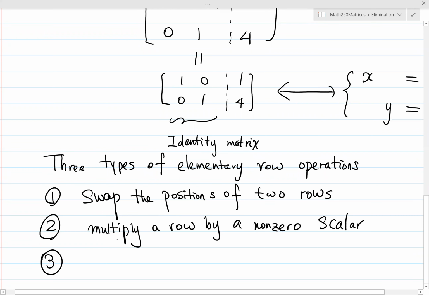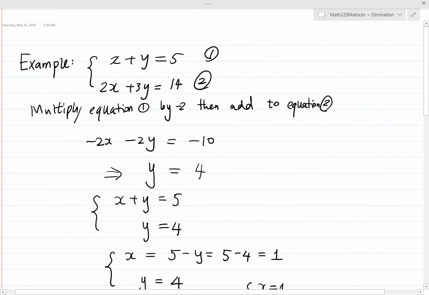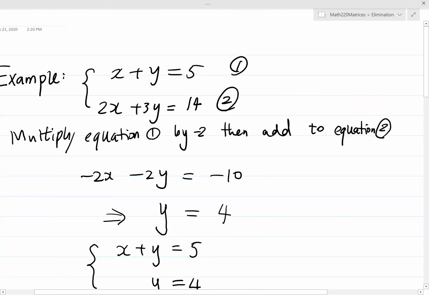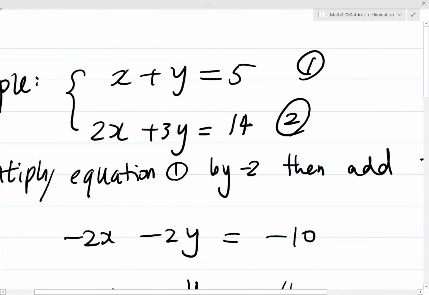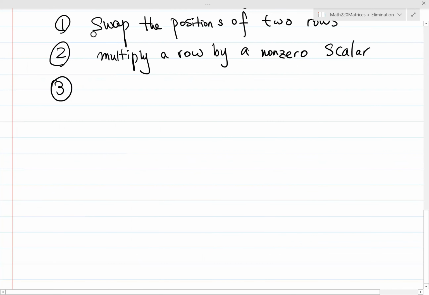And third, we can add, like what we did for equations. For instance, for equation 2, we add some multiple of equation 1 to equation 2. So this corresponds to adding a certain multiple of a row to another row. So add to a row a scalar multiple of another row.